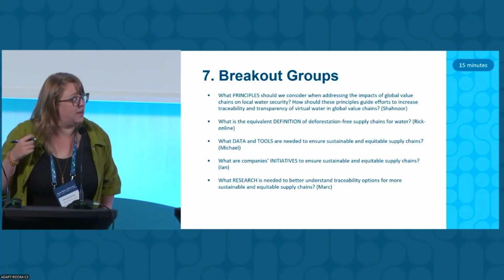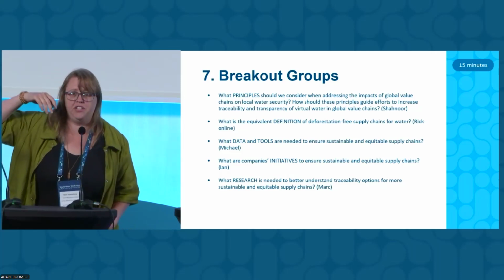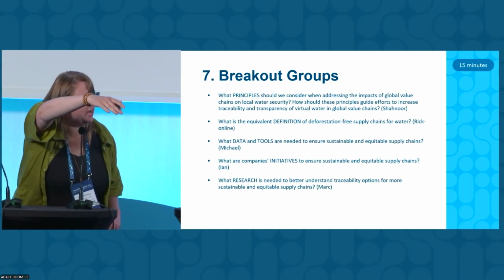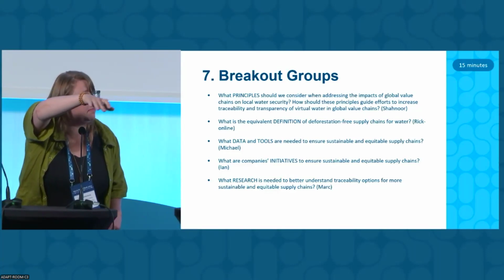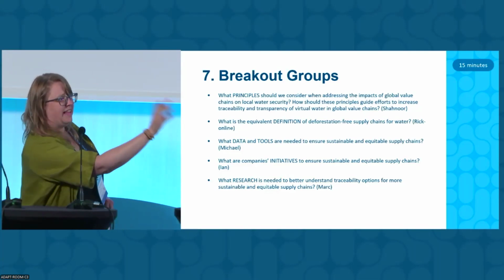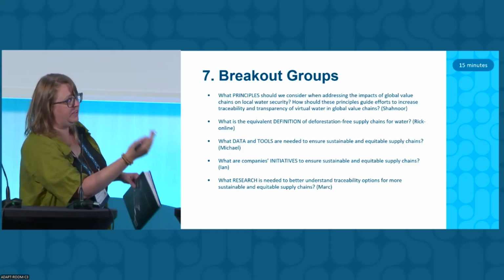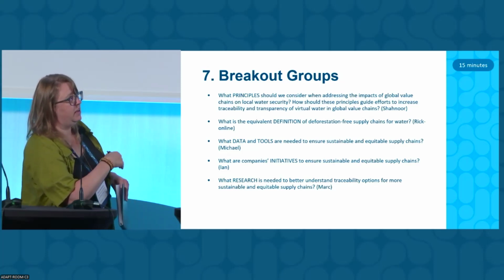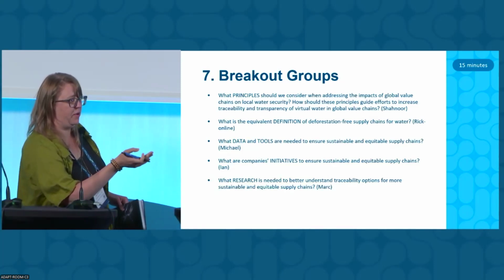The third question is around data and tools. What data and tools are needed to ensure sustainable and equitable supply chains? I'm thinking this section here on that question. I'm going to combine it with the company's initiatives question, and then this group of tables, thinking about what a research agenda looks like. What research is needed to better understand the challenge, and the opportunities for traceability options for more sustainable and equitable supply chains?